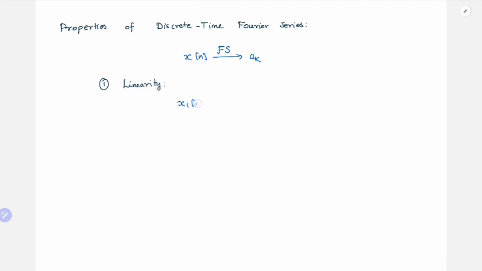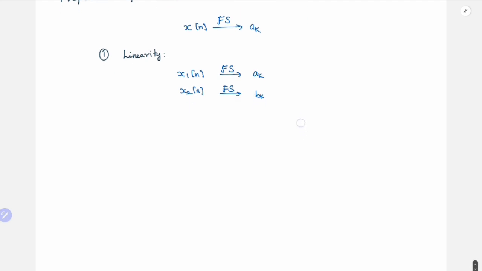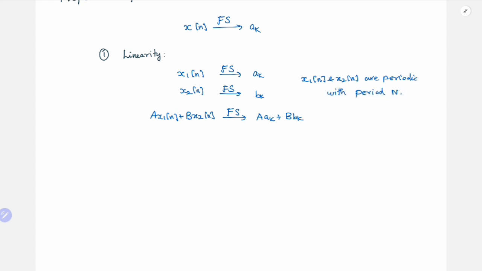So linearity, what I have? If I have x1 of n having Fourier series a_k and x2 of n having Fourier series b_k, then if I take a x1 of n plus b x2 of n, my Fourier series will be a a_k plus b b_k, and of course both x1 of n and x2 of n are periodic with the same period n. Okay.